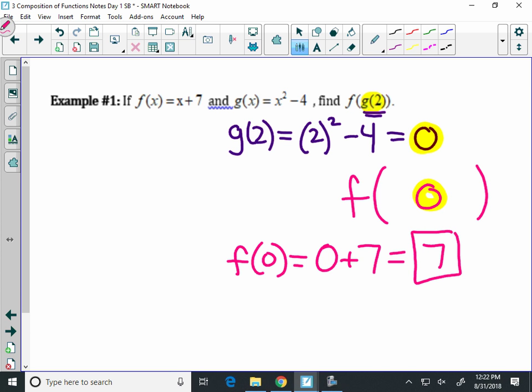Now sometimes if you look at my keys on Canvas for this unit, I will put arrows. If this is confusing for you, at least at the beginning, I always suggest you start on the right with the g, and you draw an arrow to the f. The stuff from g is going into the function of f. So that's what we're going to be doing over and over here today. All right, let's try the next one.